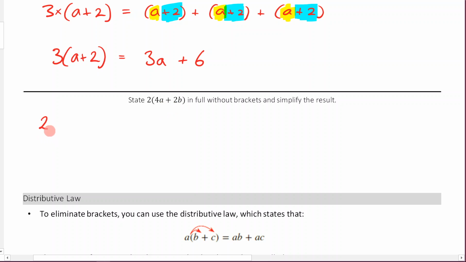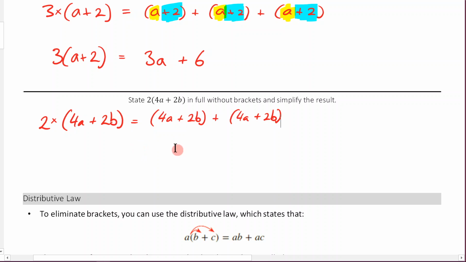So we know that we have this 4a plus 2b. We know there's an invisible multiplication sign there, which is telling us we have 2 lots of this right here. So that means I have 4a plus 2b plus 4a plus 2b. So I have two lots of that, so that's why I've written it twice.